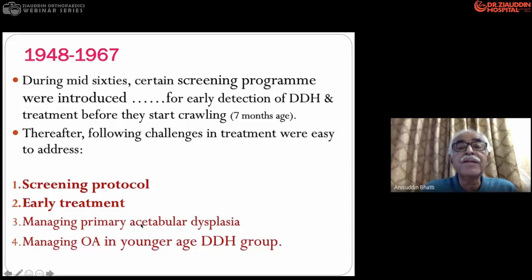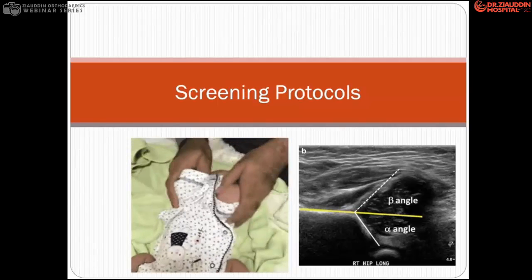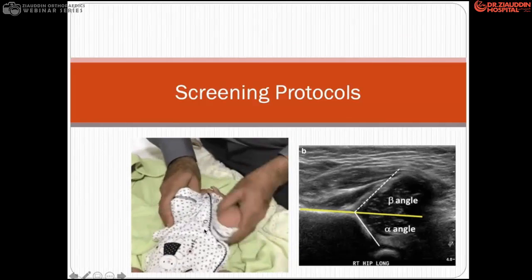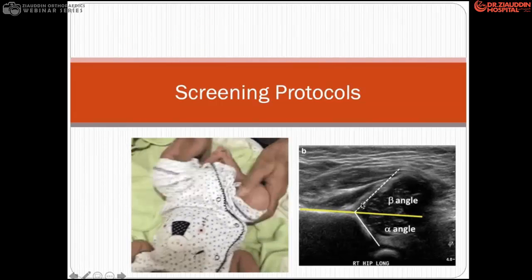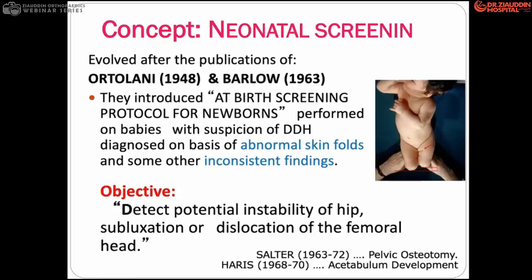And then today, they have the problem of primary acetabular dysplasia, which they are managing by osteotomies and THR as well. So these are the screening protocols which were developed in 1948, the 60s, and then the 80s. In 1948, these were the protocols of Ortolani and Barlow. This is my own patient in the NMI. And then in the 80s, ultrasonography was introduced. So with Ortolani and Barlow, they introduced birth screening. All the babies born must be screened with the screening protocols.